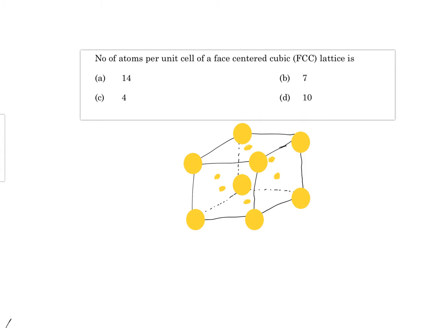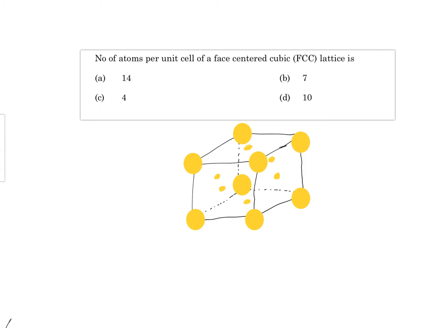Now we have our second problem, which is fairly straightforward. Number of atoms per unit cell of face-centered cubic lattice is. Some people love to mug up things, but let's understand what is face-centered cubic in the first place. You know there are atoms situated at the 8 corners of the unit cell, and then at the center of each face there will be a single atom.